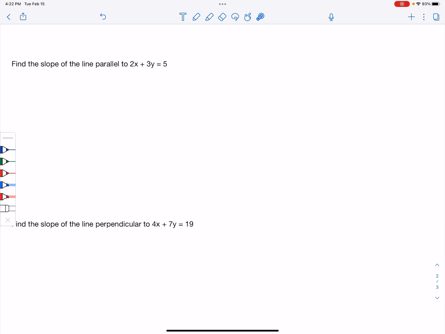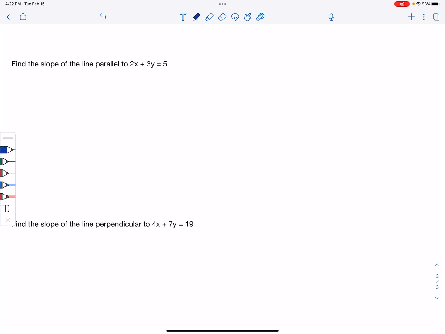Okay, let's take a look at another problem. Out here, the question says find the slope of the line parallel to 2x plus 3y plus 5. Okay, so first of all, this form is not the slope-intercept form because you don't have y by itself on the left-hand side. So let's first convert this into the slope-intercept form.